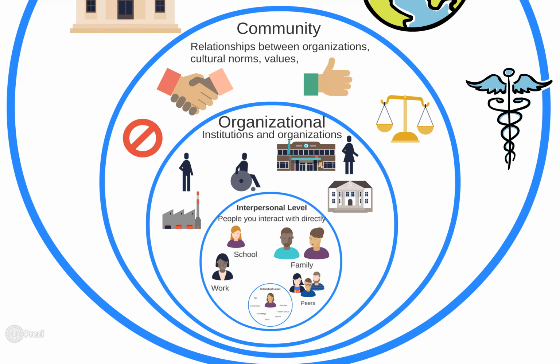At the community level are relationships between these organizations, as well as cultural norms and values. For example, the same school that offers these healthy activities for families might be part of a coalition of community institutions that are trying to improve the health of the community.